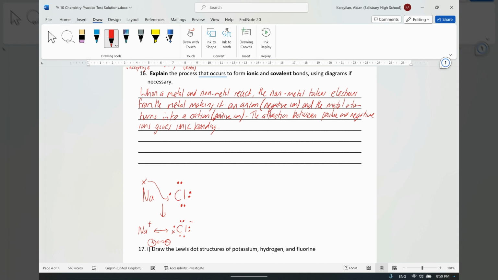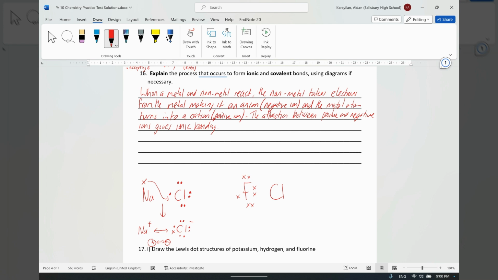Now, covalent is when you have two chemical species that are both non-metals, and they're going to share instead. So let's try something relatively simple. Let's do fluorine and fluorine. So we're going to attach. Actually, let's go fluorine and chlorine. So we're going to attach these two together. Now, fluorine is in the same group as chlorine. So they're both going to have 1, 2, 3, 4, 5, 6, 7.